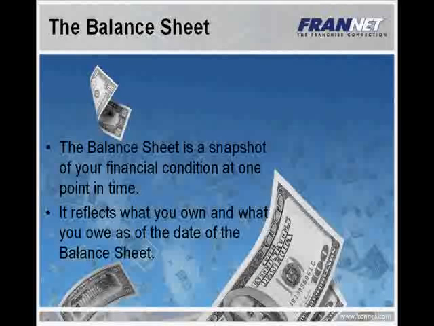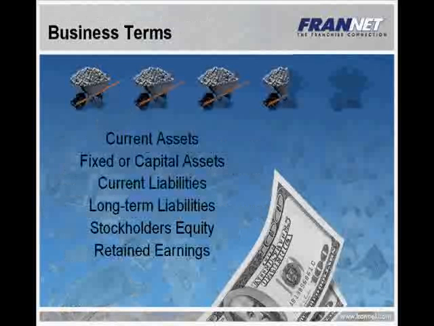Another important thing to remember about the balance sheet: it is a snapshot of your financial condition one day in time. It is only accurate for the date on that balance sheet. It reflects what you own and what you owe that day. Remember our house: $200,000 asset, $100,000 liability, $100,000 net worth. Well, if we sold that house tomorrow, our balance sheet would look entirely different than it did the day we owned it. So you can see the balance sheet, think of it as a snapshot. It freezes your financial picture for one day.